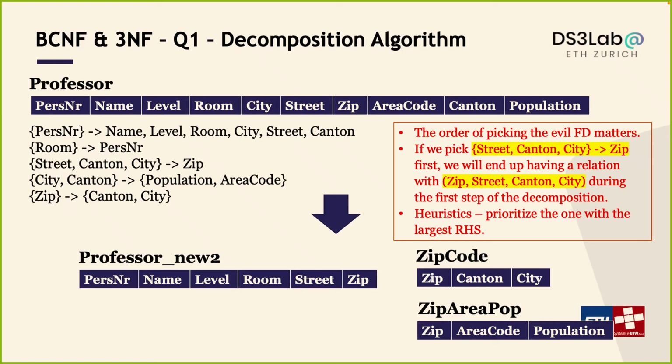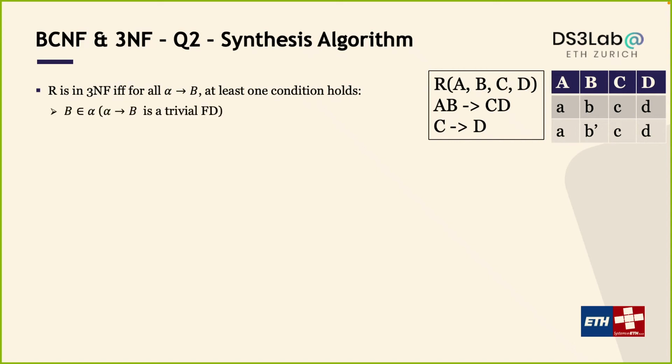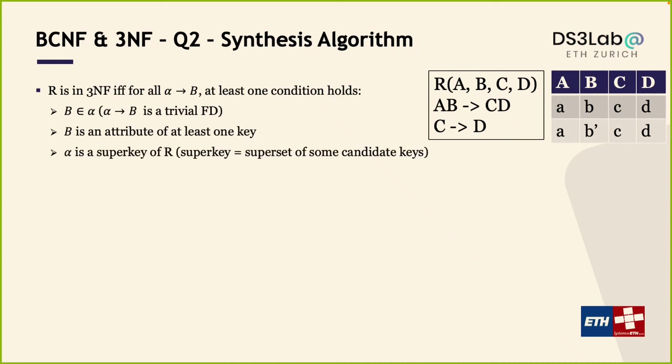Questions? No? Okay. Now let's talk about third normal form. It's slightly weaker than BCNF. So again, what is third normal form? We say a design is in third normal form if and only if, for every single functional dependency, either it's trivial, or the right-hand side is part of a key, or the left-hand side is a superkey. So we add one additional condition compared with BCNF.